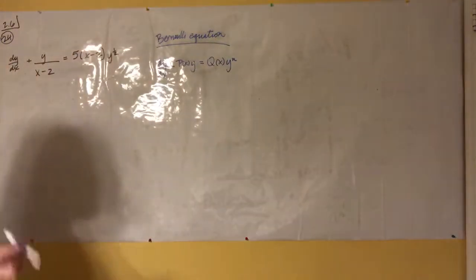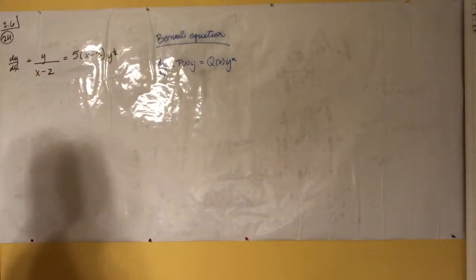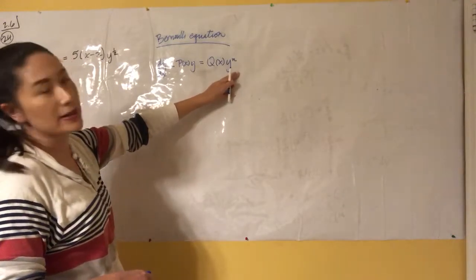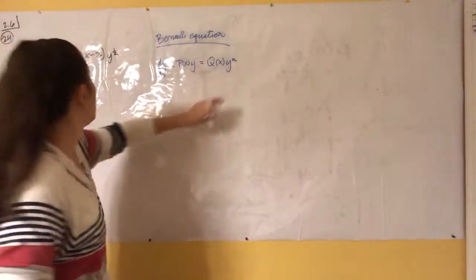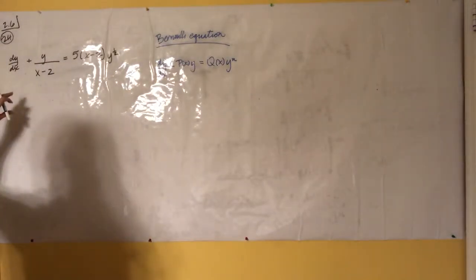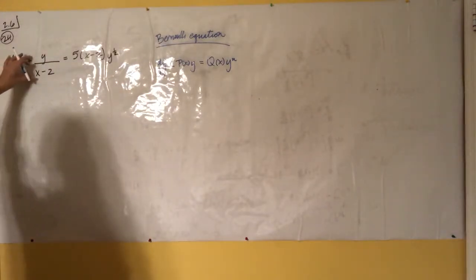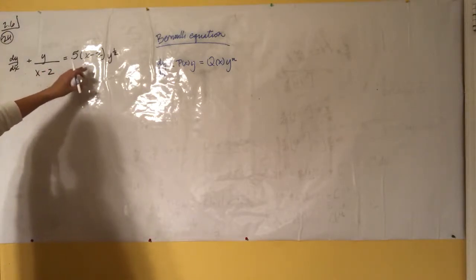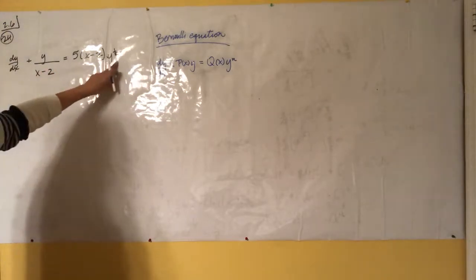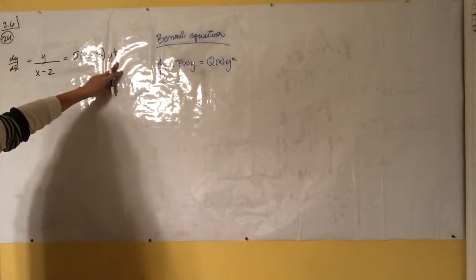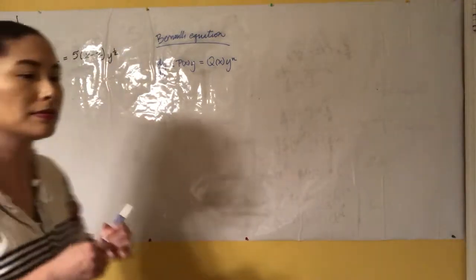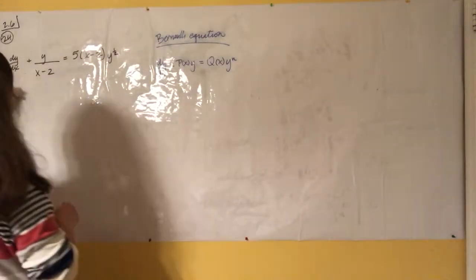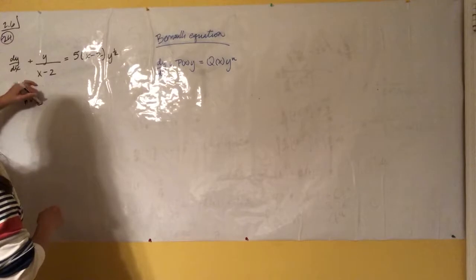Again, it's very similar to a linear equation. The only difference is on this side you have y to the n power. Okay, so you can see over here the p of x is 1 over x minus 2, q of x is 5 times x minus 2, and n is equal to 1/2.